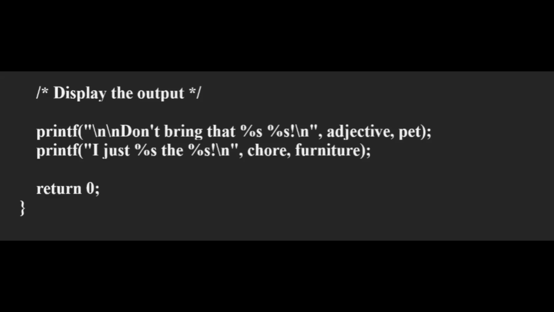In the final section of the program, we see another comment block indicating the next section prints the final results. These results are the output statements. The 2 new line characters before the sentence create a visual break between the input section and the output, improving readability. %s placeholders are replaced by adjective and pet.